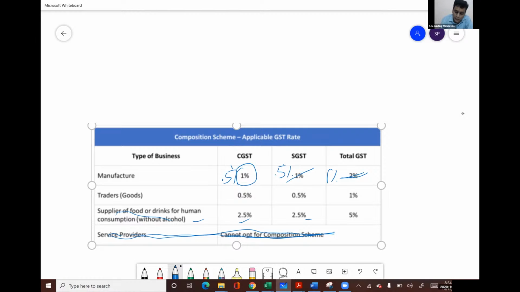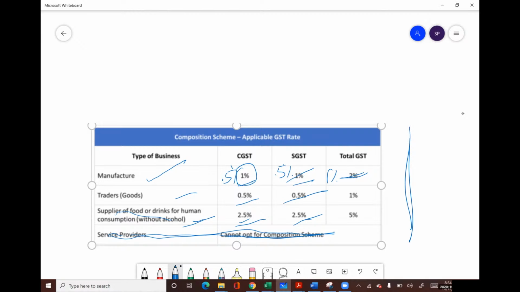So this is a new diagram, and you will remember it, it is pretty simple. Manufacturers 0.5, 0.5, traders 0.5, 0.5, restaurants 2.5, 2.5. That is why, no wonder, you go to any restaurant, Shanti Sagar, Udupi Sagar, anywhere, you take a bill, you will see there 5% GST. Yes or not? So that is the 5% they have given.